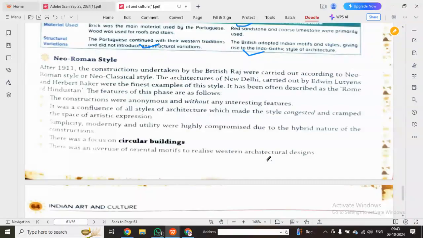ठीक है. न्यू रोमन स्टाइल जो हमने अभी देखा, न्यू रोमन स्टाइल. So after 1911, the construction undertaken by the British Raj were carried out according to this style. Neoclassical बोल लो, Neo-Roman बोल लो. The architecture of New Delhi carried out by Edwin Lutyens and Herbert Baker were the finest example.